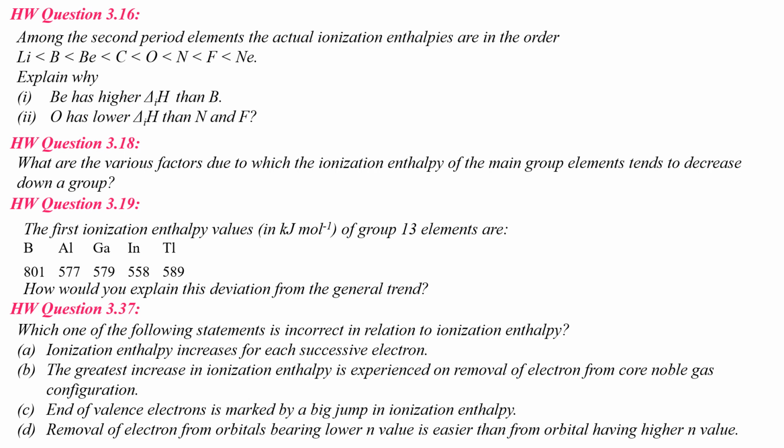The next question is question 3.19. The first ionization enthalpy values of group 13 elements are given. How would you explain this deviation from the general trend? You can see that there are certain deviations in the first ionization enthalpy values provided. You are expected to explain this deviation. I hope you would do that. Now, question 3.37. You are asked to find out the incorrect statement among the 4 statements provided to you. So these are your homework. Hope you will do it before our next class.